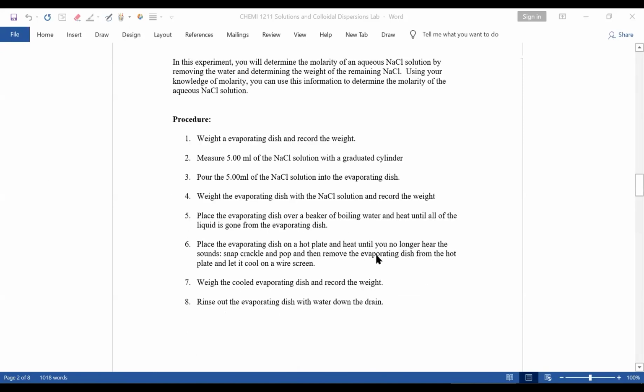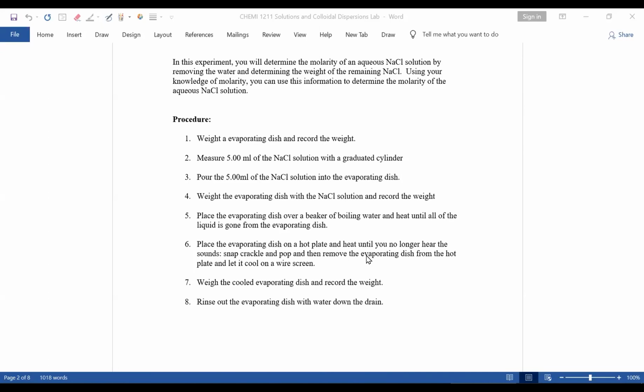And what you'll do is, in an evaporating dish, you'll weigh it. Then you'll measure out 5 milliliters of the sodium chloride solution with a graduated cylinder, pour it into the evaporating dish, weigh it again and record the weight. Next, you'll put the evaporating dish over a beaker of boiling water. Be careful, don't touch the hot plate or you'll burn yourself.